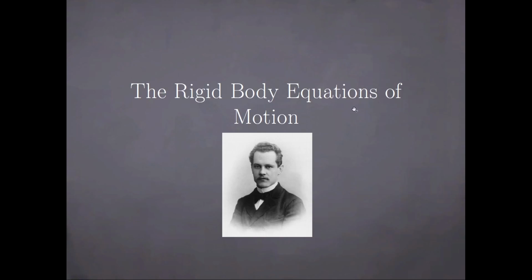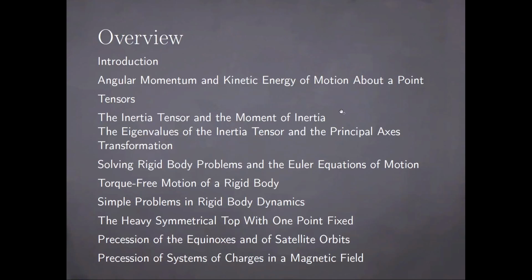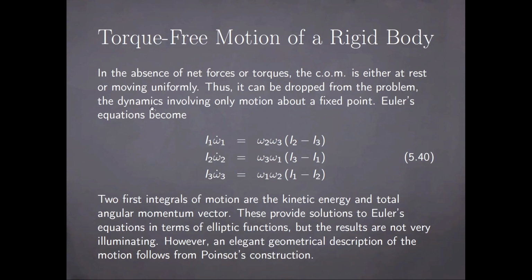Welcome to the rigid body equations of motion. Today we are going to discuss the torque-free motion of a rigid body. In the absence of net forces or torques, the center of mass is either at rest or moving uniformly. Thus, it can be dropped from the problem as the dynamics only involves motion about a fixed point.